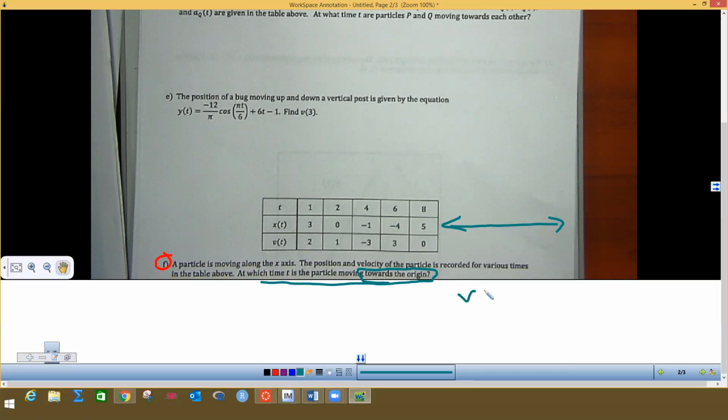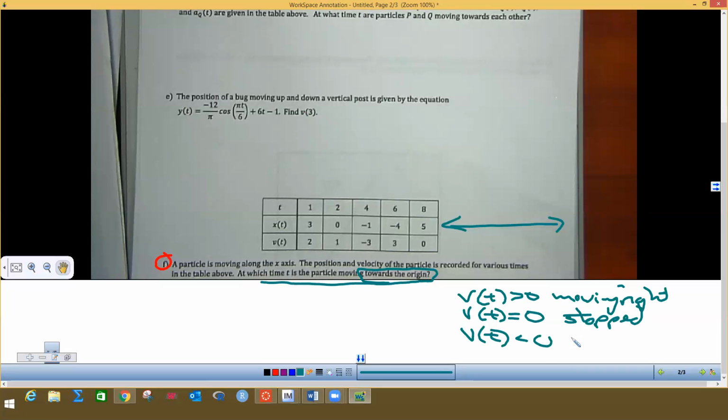So something we need to know is if the velocity of an object is greater than 0, the object is moving right. And if v(t) is equal to 0, just like it was at 4 on the last problem, the object is stopped. And if v(t) is less than 0, the object is moving left. So we're starting at 3. So if this is 0, we're starting at 3 and the velocity is positive. That means the object's moving right, which is away from the origin.